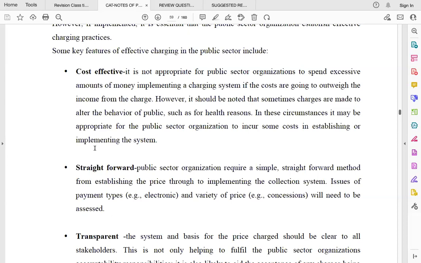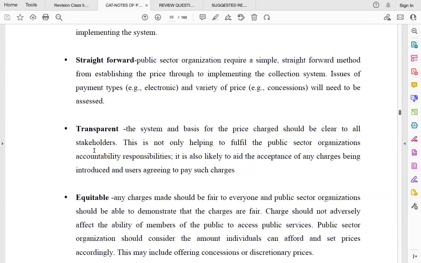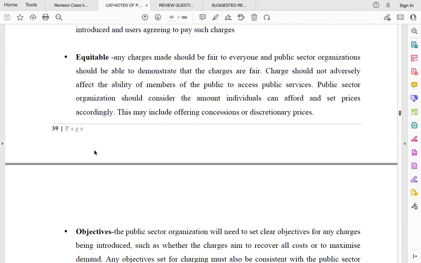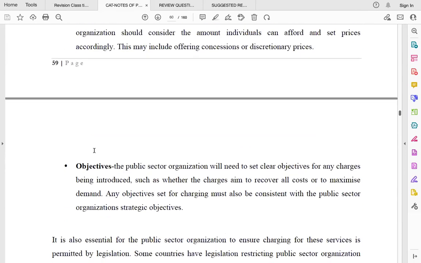It should be straightforward with a simple method. It should be transparent. It should be equitable. It should always be objective.